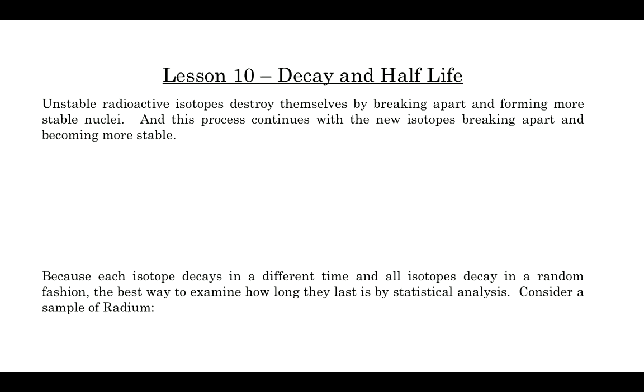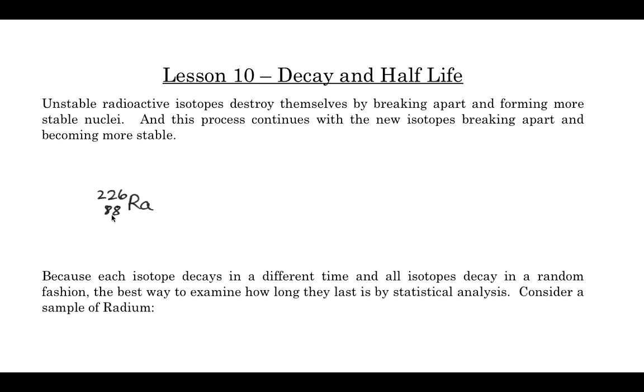Unstable radioactive isotopes destroy themselves basically by breaking apart and forming more stable nuclei. This process continues with the new isotopes breaking apart and then those becoming more stable. So basically we can look at a decay tree. And let's start with radium.